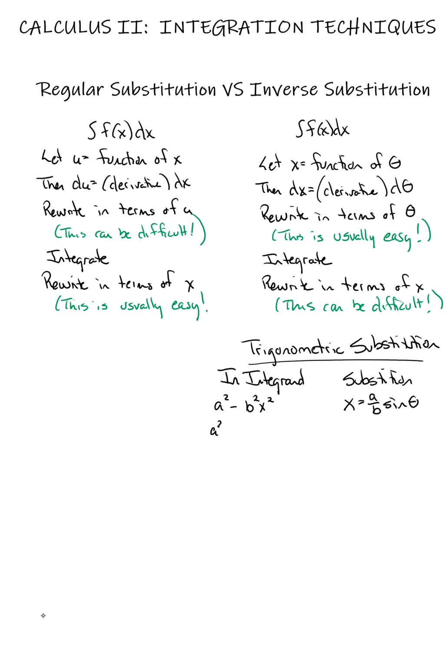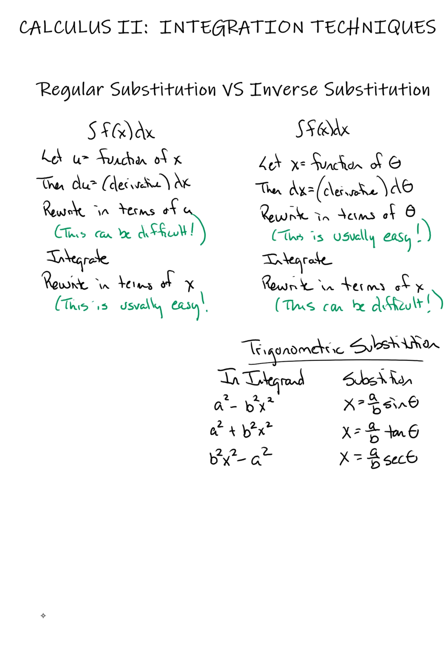If we have a squared plus b squared x squared in our integrand, then the substitution we want to make for x is a over b tangent theta. And if we happen to have b squared x squared minus a squared, notice I've commuted the subtraction from the first example, in this case the substitution we would want to make is x equal to a over b secant theta. That's going to work out nicely.